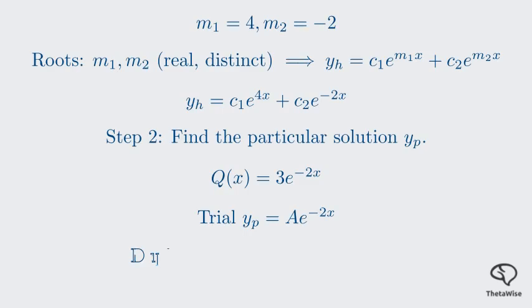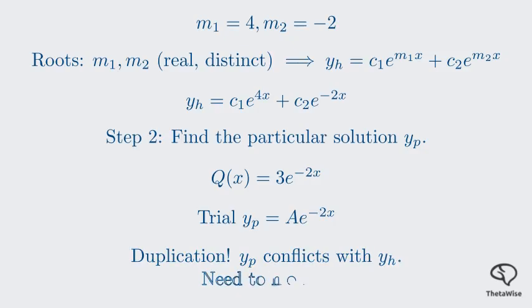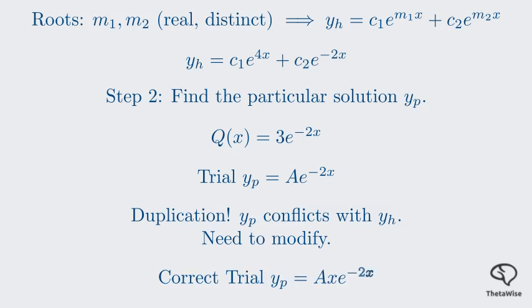This situation, where the trial solution is the same as a part of yh, is called a resonance or duplication. The solution won't work. We need to modify our trial solution by multiplying it by the independent variable, x. So, our new correct trial solution is yp equals A times x times e to the negative 2x. This is a critical step that students often forget. Always compare your trial yp to yh.